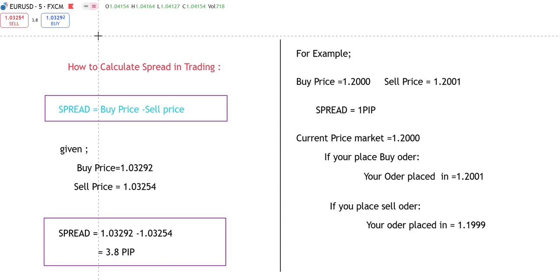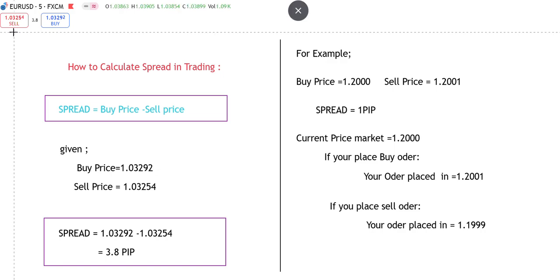If you are taking a sell order, your spread is 1 pip, then your order is placed at 1.1999. So the broker will take his commission first, and after that we will get the balance. I think you have understood how to calculate spread. It is very simple. Spread is equal to buying price minus selling price.